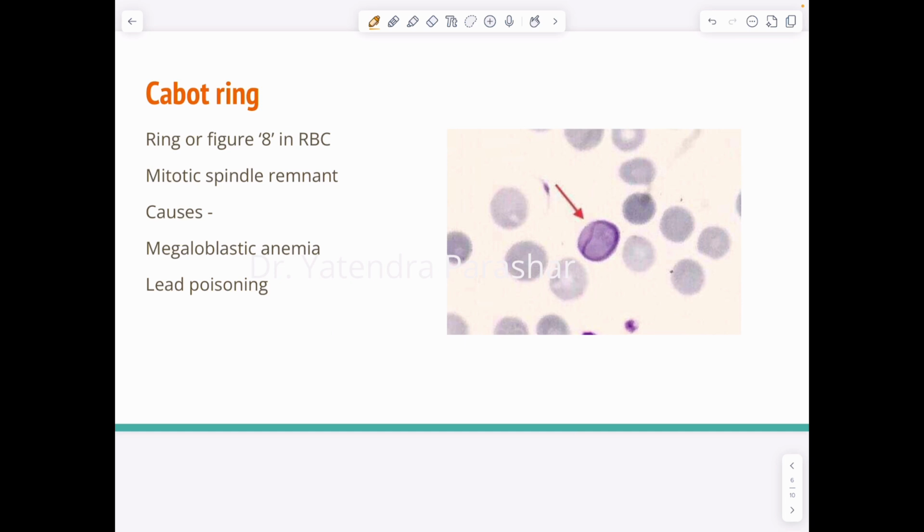Next is Cabot ring. Cabot rings are thin thread-like red-violet rings or rings with a figure of 8 appearance seen inside the red blood cells in cases of vitamin B12 or folate deficiencies and in some cases of myelodysplastic syndrome and lead poisoning. They are the remnants of the mitotic spindle.